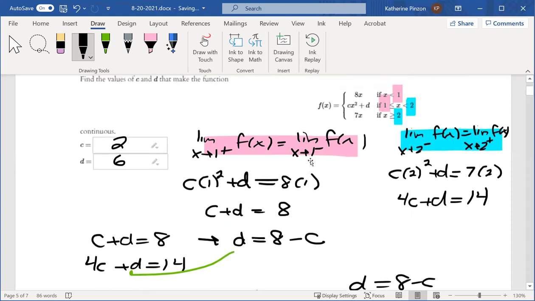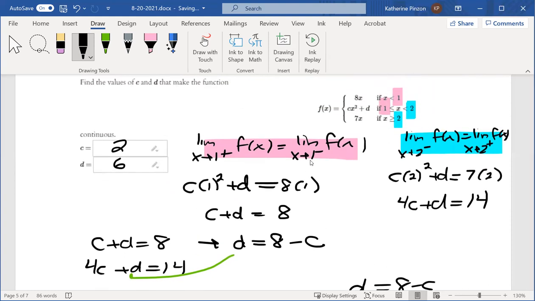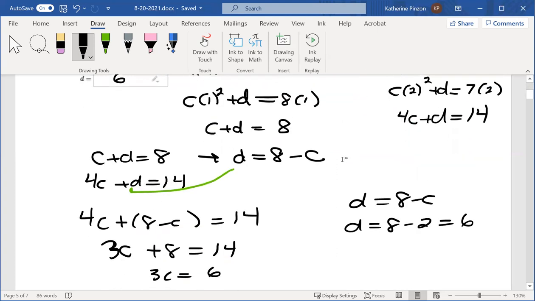So if this middle function was 2x squared plus 6, then it would be continuous all the way across. It might be blocky, but it'll be continuous all the way across. You could graph it in Desmos and see that it's continuous. So once you get to this point where you have the two equations, use your favorite method, whether it's graphing and finding their intersection, matrices, elimination, or substitution, whatever your favorite method is for solving a system of equations. Yes, sir.